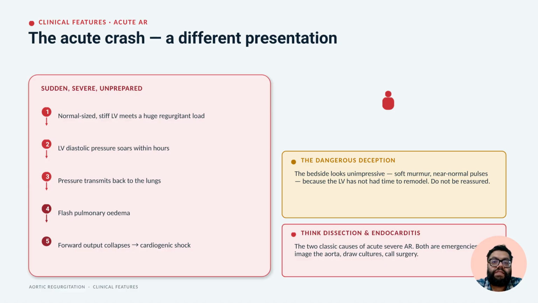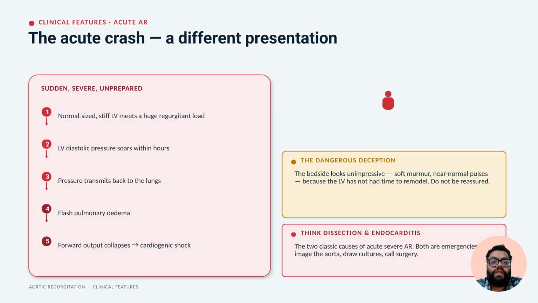Acute aortic regurgitation does not read the chronic textbook, and its presentation can kill the unwary. Follow the crimson cascade on the left. A normal sized, relatively stiff ventricle is suddenly handed an enormous leak with no time to dilate. Its diastolic pressure soars within hours. That pressure backs straight up into the lungs, giving flash pulmonary oedema, and forward output falls off a cliff into cardiogenic shock.